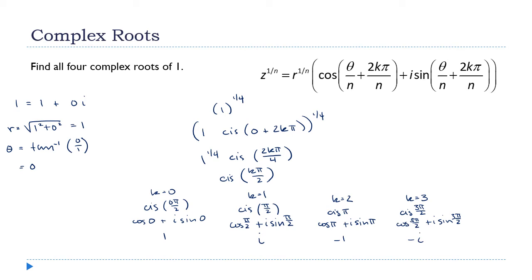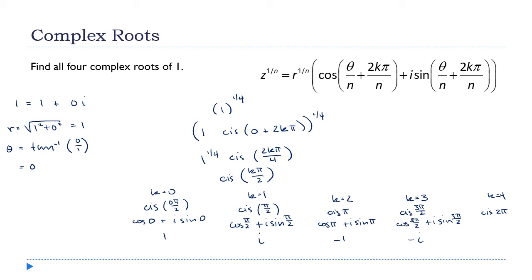Check it out if you like, right? Negative i to the 4th is 1. Now let's see, k equals 4. That is cis 2 pi. Okay, stop.